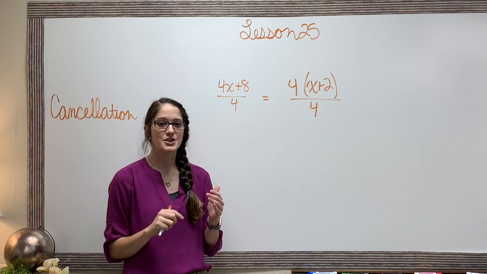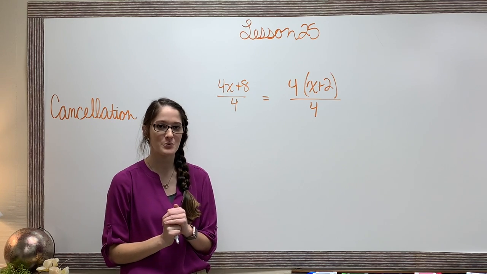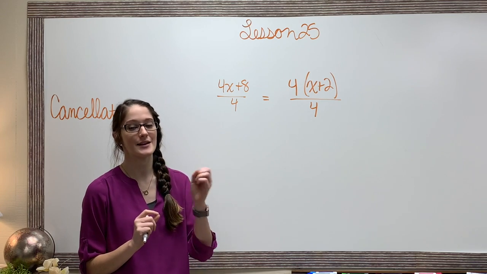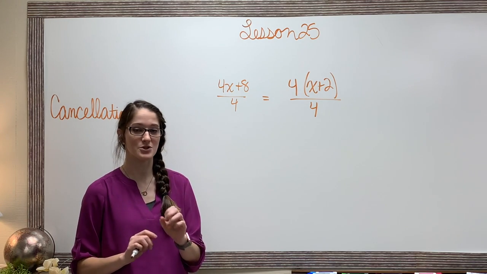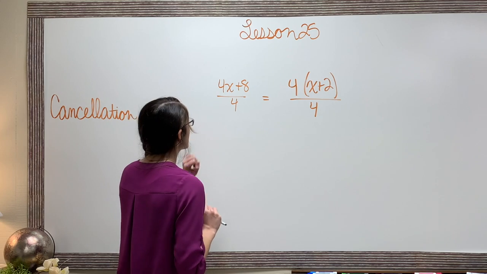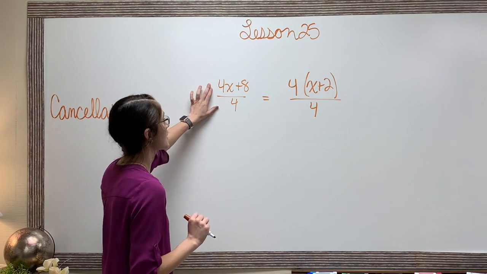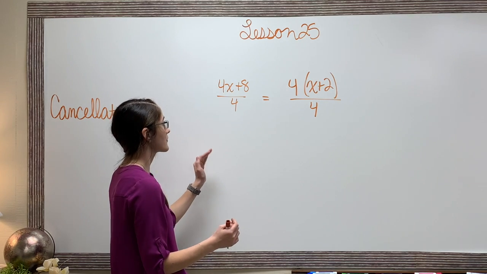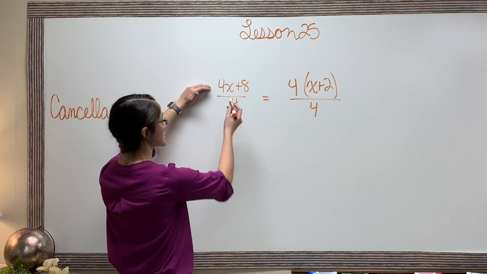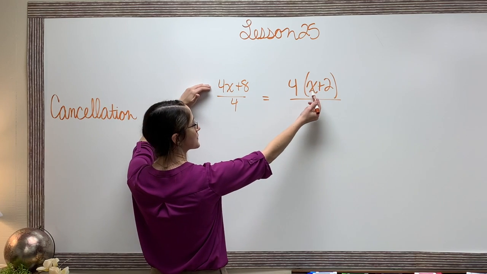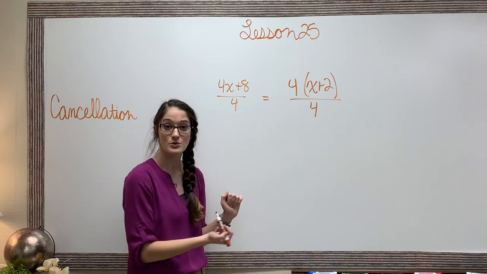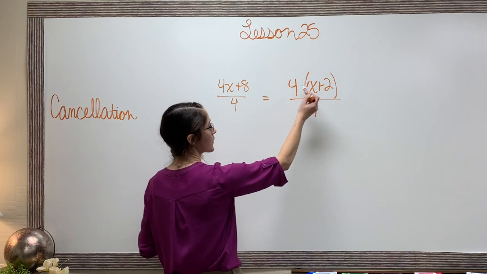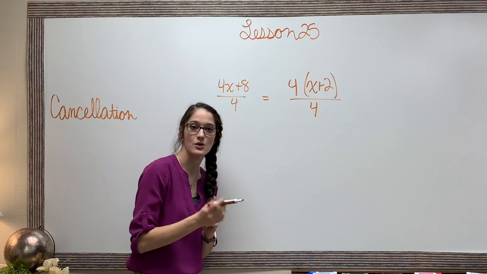With cancellation, a very important thing to remember is we can only cancel if things are being multiplied and divided. If they're being added and subtracted, we can't interfere with that. So if we're given this problem and they want us to simplify it, we have 4x plus 8 divided by 4. What we first need to do is change this numerator to factor out our greatest common factor, which is 4. They're both divisible by 4 and only 4, and we're left with 4 times x plus 2 divided by 4.